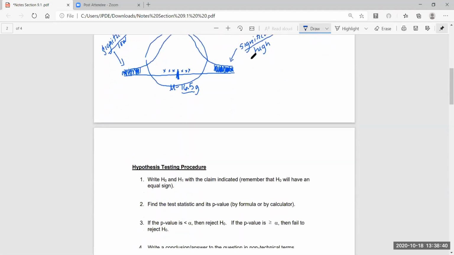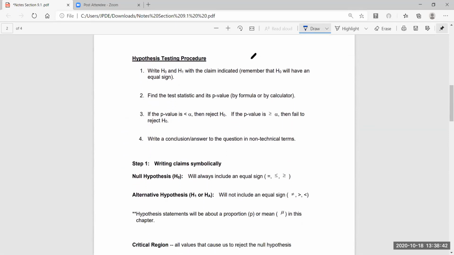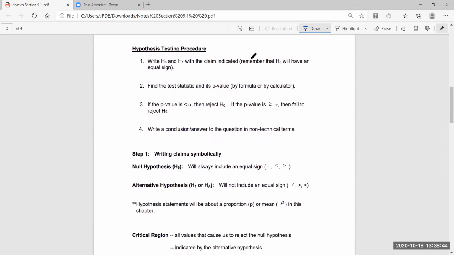All right, so we're moving forward here. This is the procedure that we're going to use for hypothesis testing. As we're working on this, you're going to see this in your notes for this section, for the next section, and for the third section. You're going to see it all week for every set of notes, so you're going to get really familiar with this.